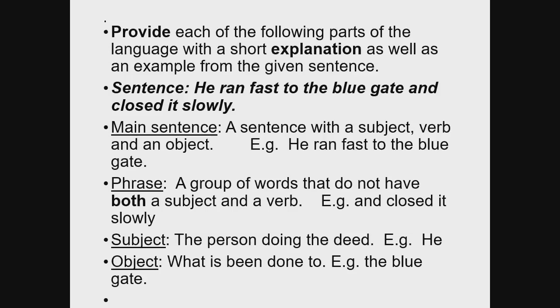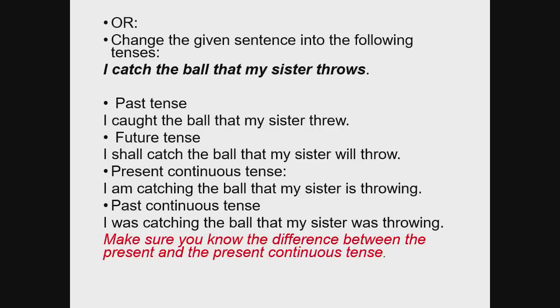This is now the phrase because we took out the subject. Sometimes we take out the verb, but in this case we took out the subject. The subject is the person doing the deed. Who did the deed? He. He ran fast. So the subject is he. The object is what is being done to. What did he do something to? He did it to the blue gate. So the blue gate is the object.